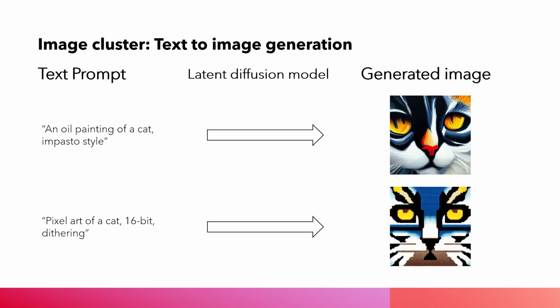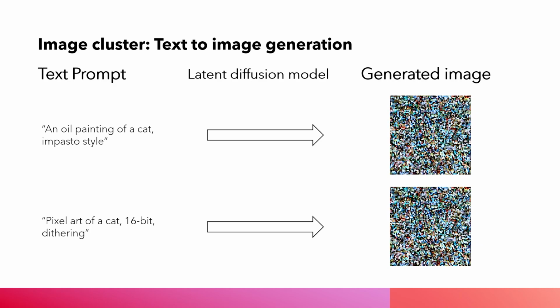This slide shows the problem we are trying to solve. The goal is to generate an image for a given text prompt. For example, how do we turn the text from "an oil painting of a cat in pastel style" into an actual image of a cat that matches both the content and the style? One way to do it is by using a latent diffusion model.